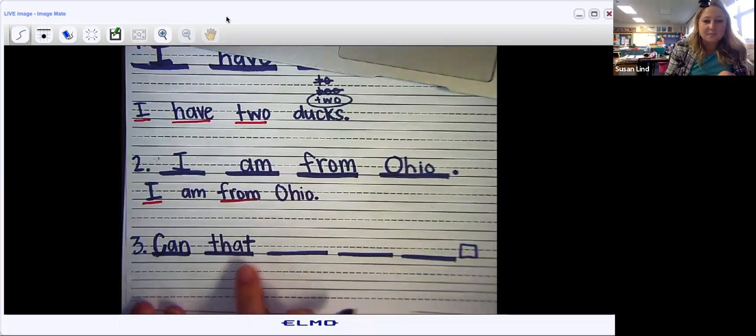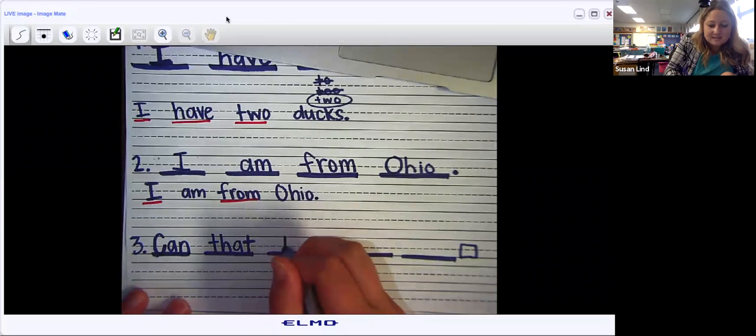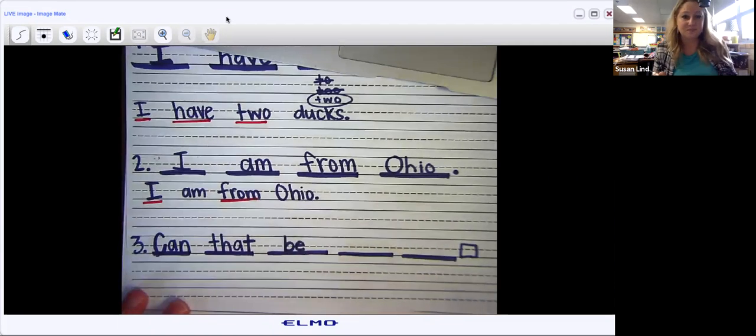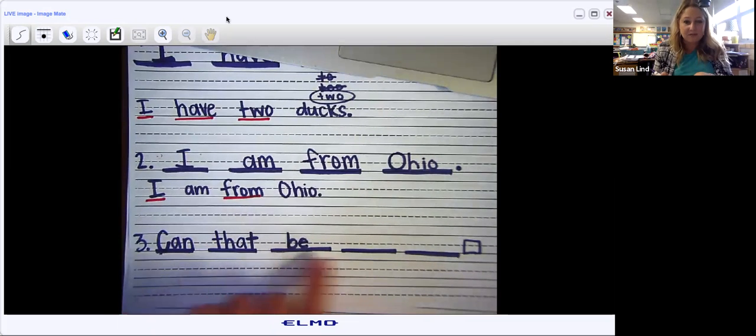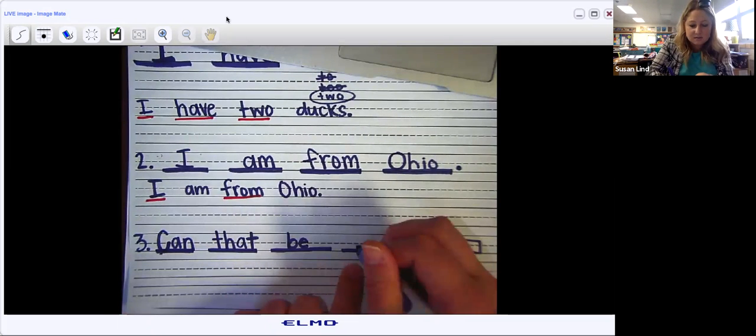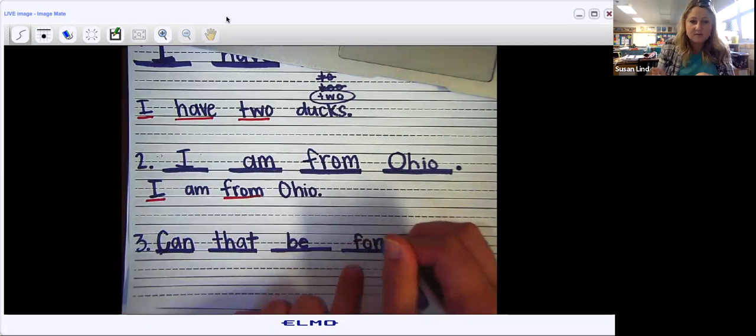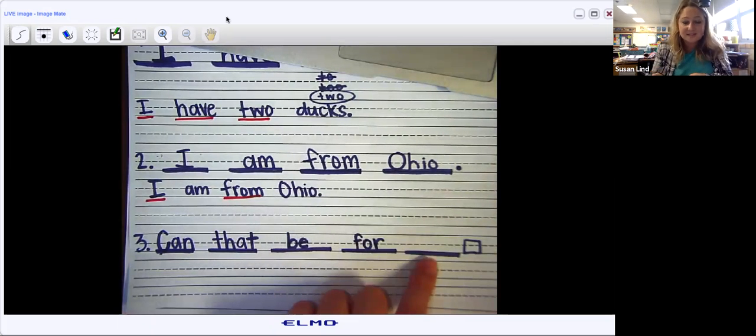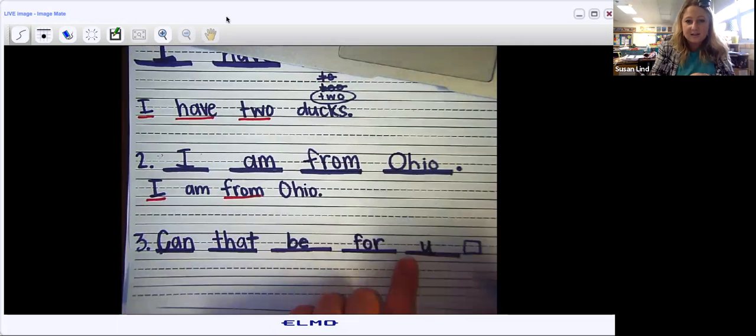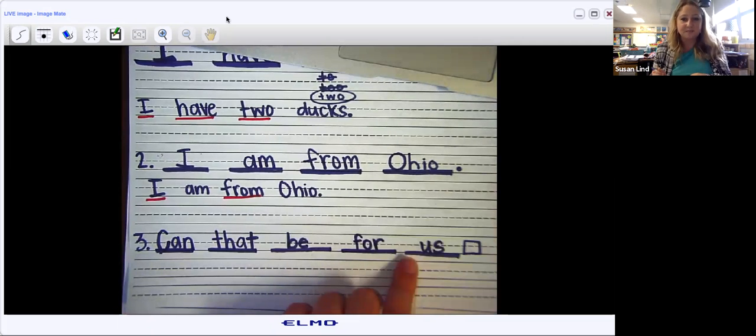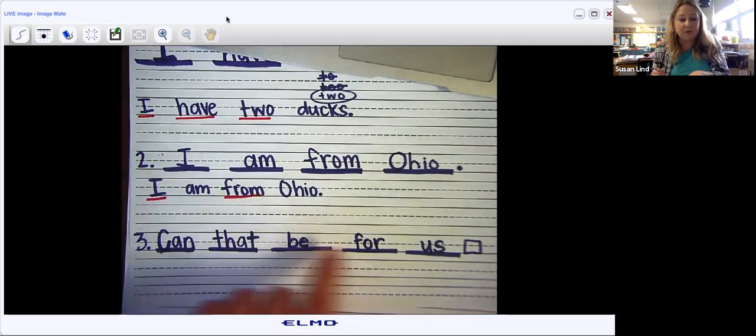Can that be, how do we spell be? That is one of our sight words. B-E. Can that be for us? Can that be for us?